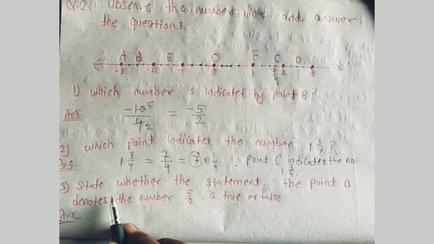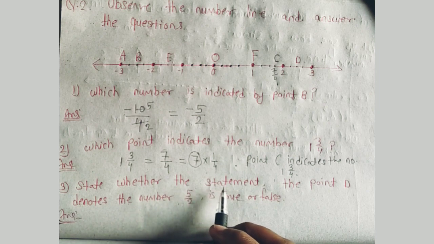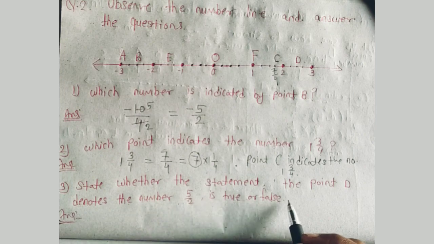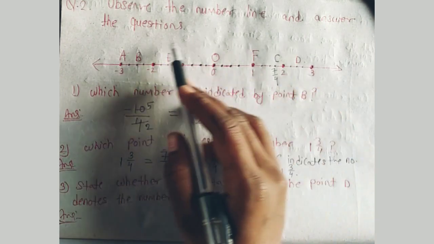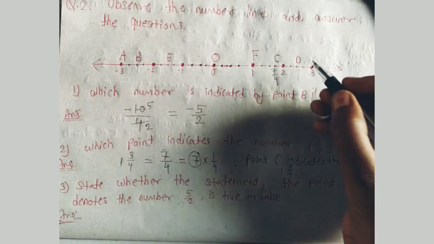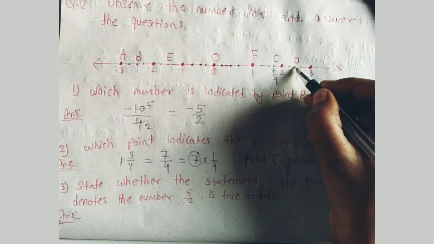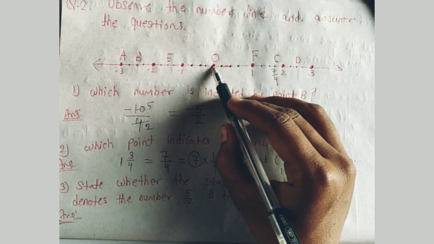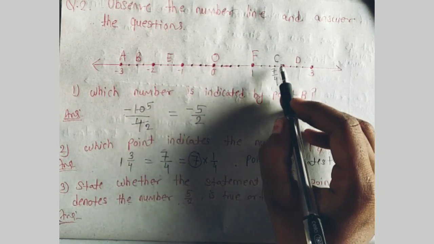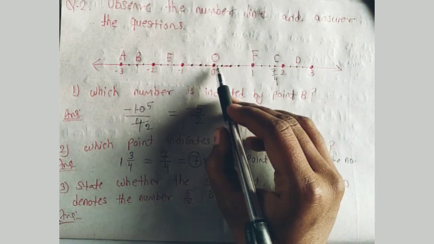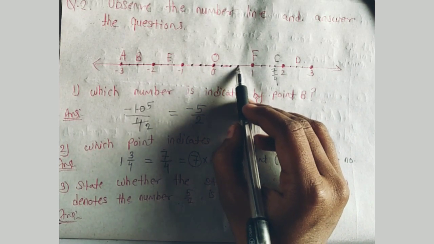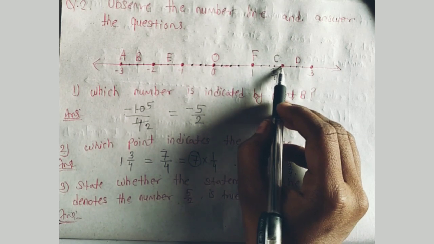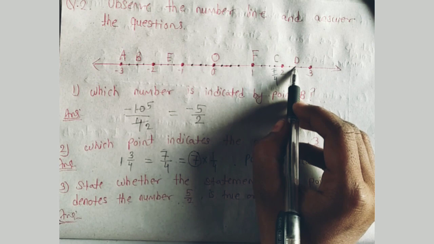Now the third one. State whether the statement 'the point D denotes the number 5 by 2' is true or false. First, see where our point D is. Point D is somewhere here. It is divided into 4 equal parts. Now start counting from the right side of 0 and go up to point D: 1, 2, 3, 4, 5, 6, 7, 8, 9, 10.